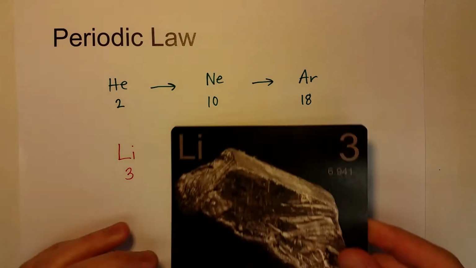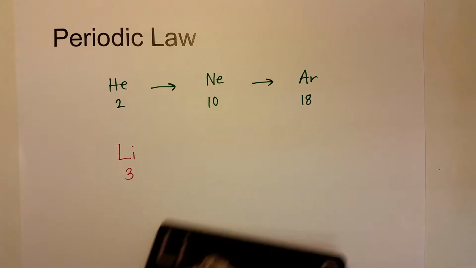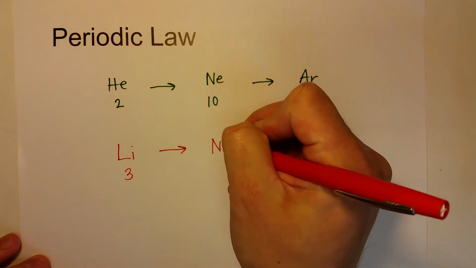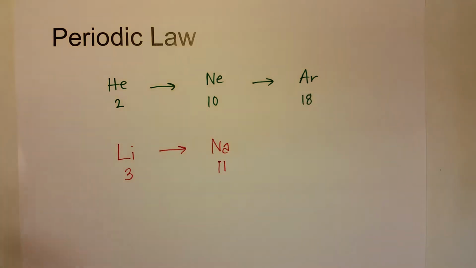Lithium is a metal, a very soft metal. It reacts very easily, very violently actually with water. It likes to form a +1 ion. It likes to lose 1 electron. 8 elements later, we've got sodium, Na, with an atomic number of 11.